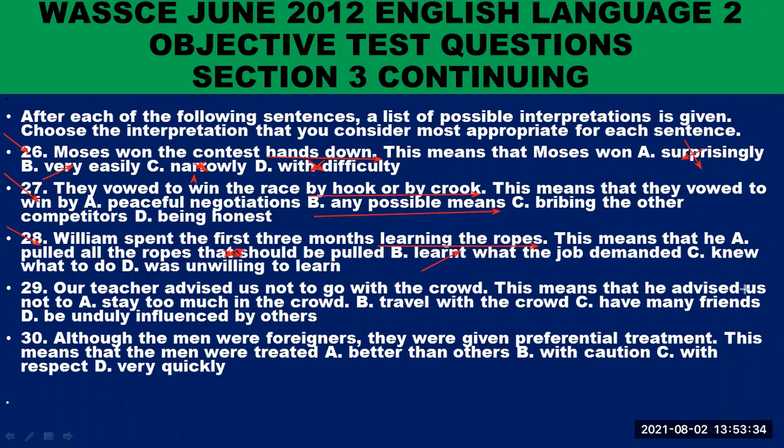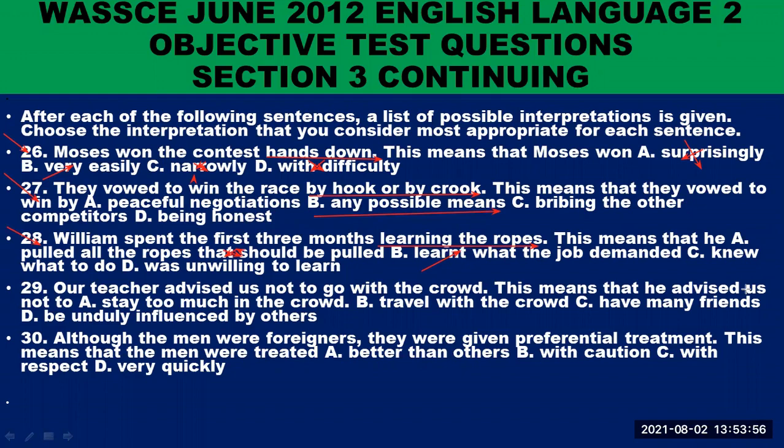So there is one simple question you need to ask yourself when you are confronted with an idiomatic expression. What picture does it create in my mind? What image does it really paint in my mind? What picture does it paint? What image does it create? And that helps you to decode the idiom.